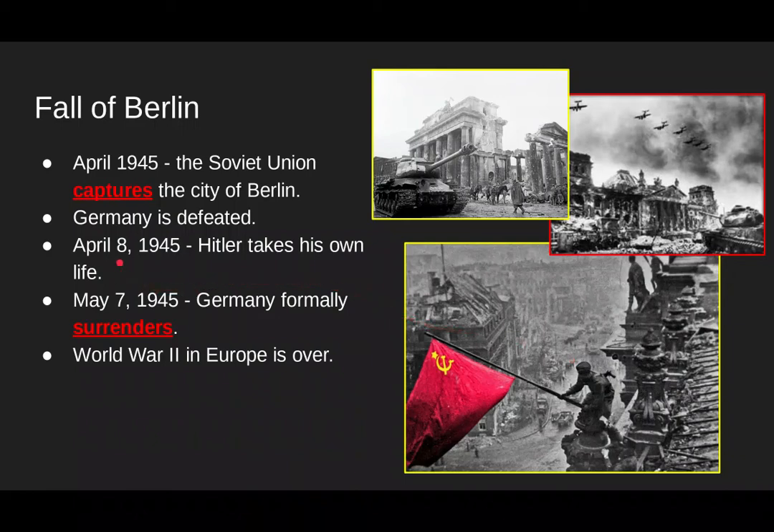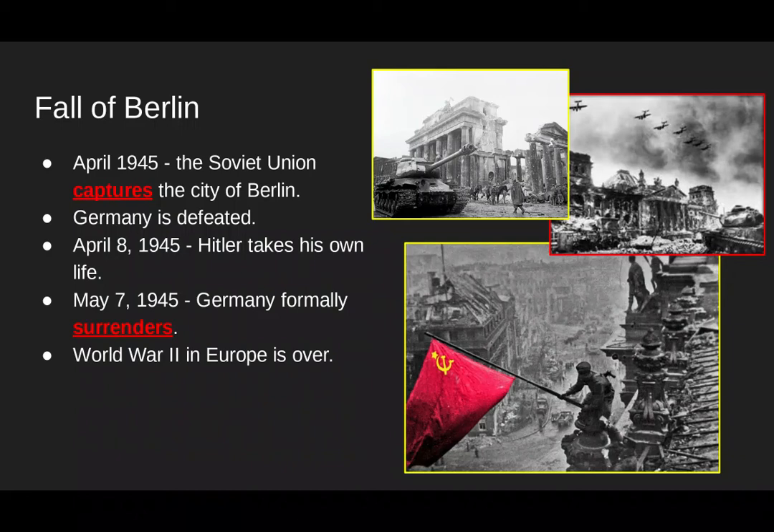Okay. During this time in April, the Soviets are approaching closer and closer to where Hitler is holed up here in Berlin in his little bunker. On April 8th, 1945, Hitler will take his own life. And then about a month later, those who are left in charge of Germany will formally surrender, ending the war in Europe in May of 1945.